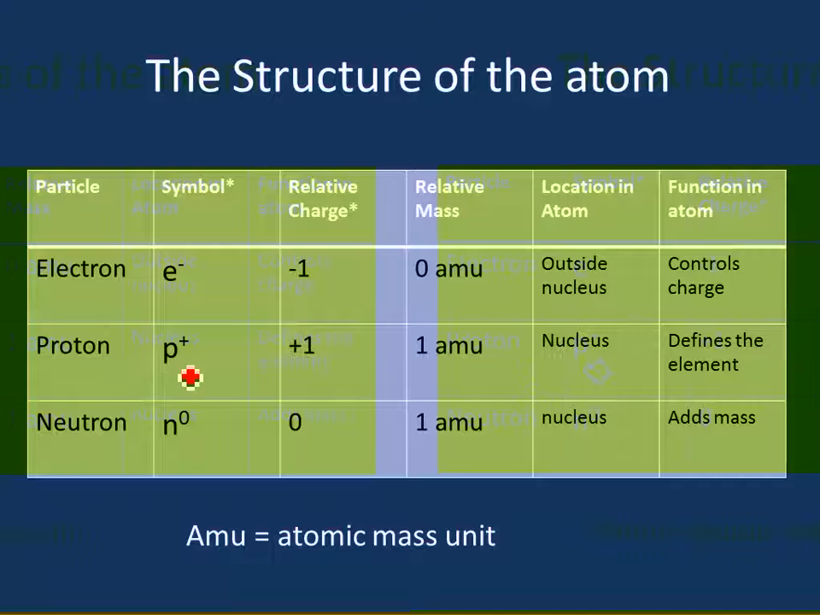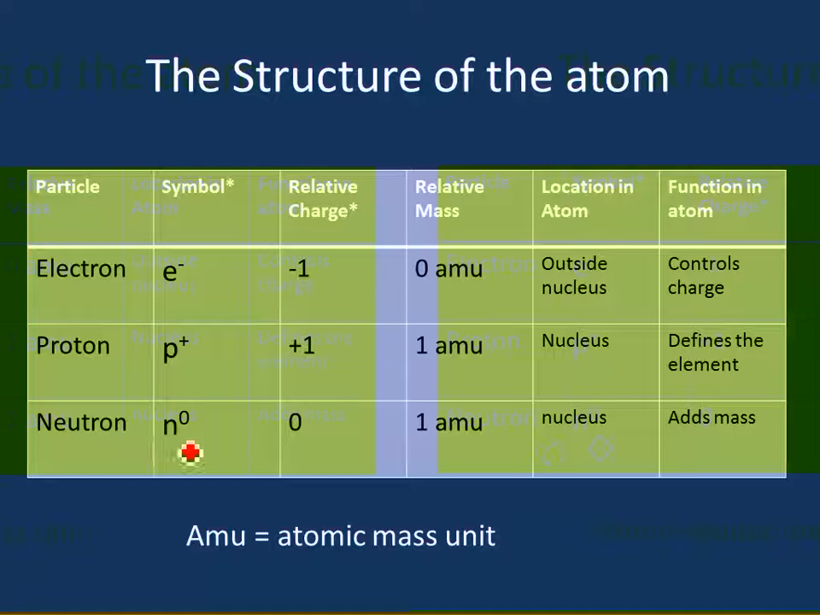The proton is positively charged. It has a mass of 1 AMU. It's in the nucleus, and the proton's role is to define the atom. So, atoms of carbon will always have 6 protons. Atoms of oxygen will always have 8 protons. So it's like a fingerprint. The number of protons is unique to the different elements.